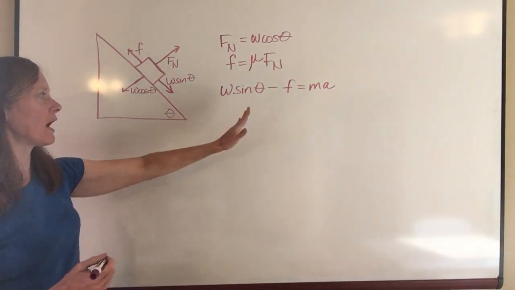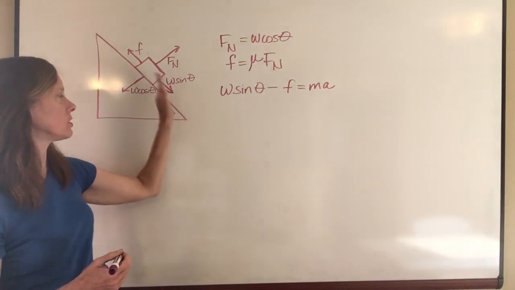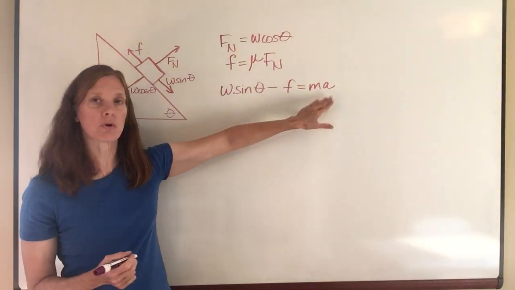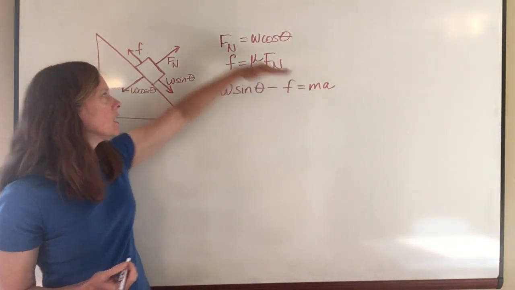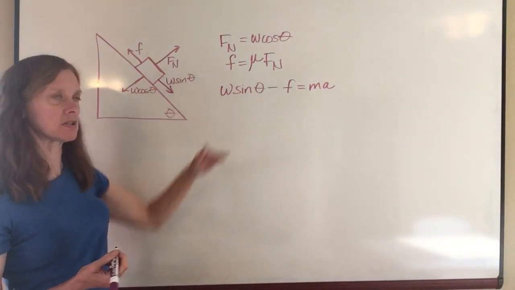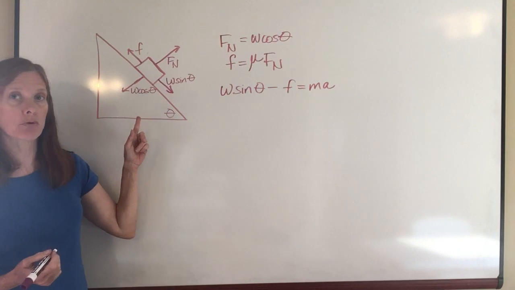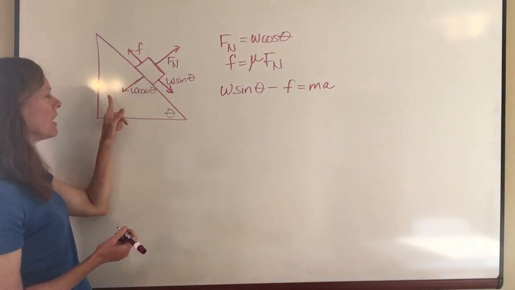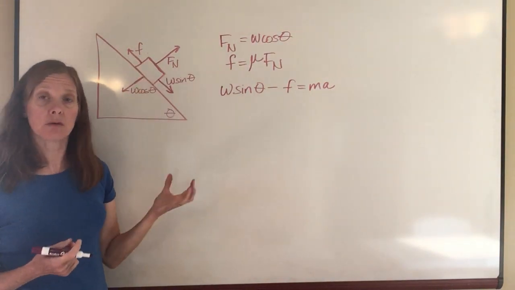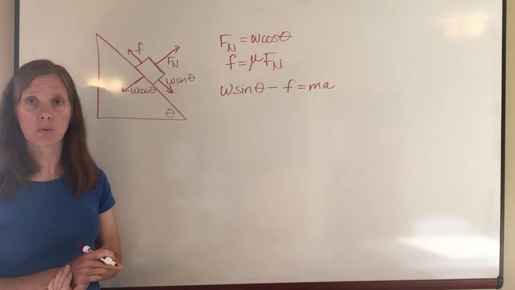But if you just think about it, you're going to subtract off the friction from the downward force, and that will give you the mass times the acceleration. So these are the three relationships that you're going to need for any type of inclined plane problem like this one. And these four forces are going to be pretty standard in any problem that you're working.